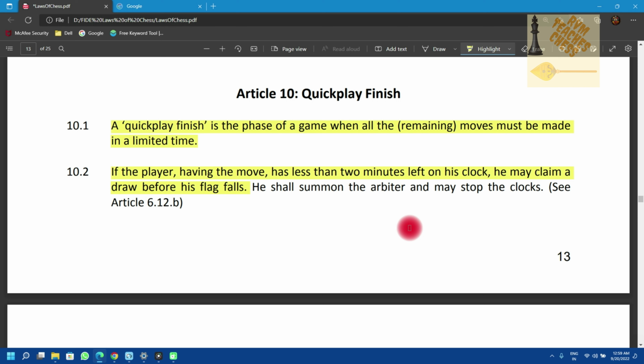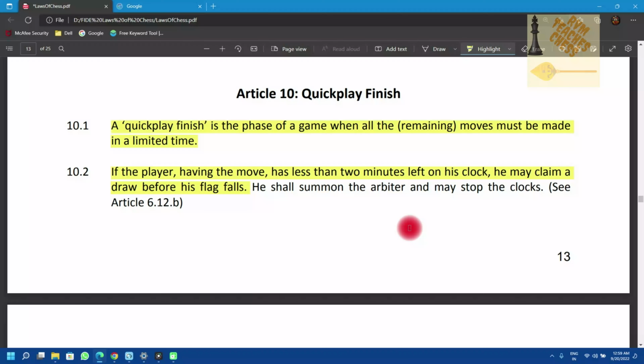You don't have any increment or anything extra. You have to finish the game within 30 minutes or so. It depends upon the format of the game, so I'm just giving you an example. In such a case, if the player having the move has less than 2 minutes left on his clock, he may claim a draw before his flag falls. I already explained flag fall: before you run out of time, you can claim a draw. If you have less than 2 minutes left on your clock, you can immediately stop the clock and claim.